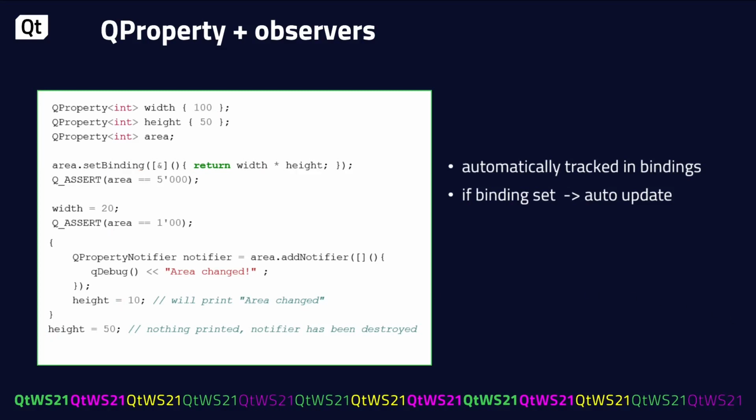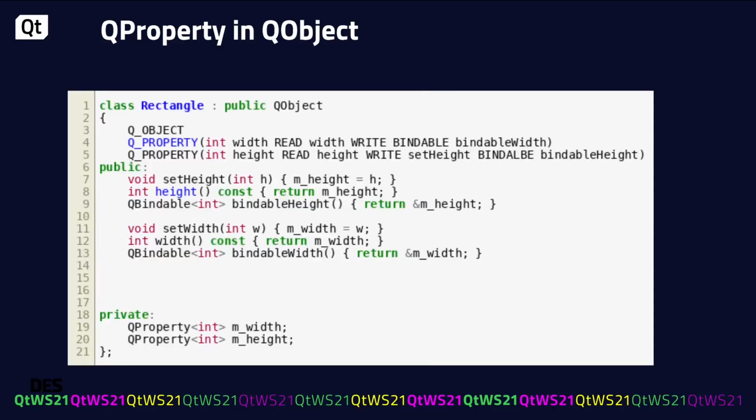But what if you actually would like to use QProperty with QObjects? Well, in that case, we can simply put the QProperty inside of our QObject derived class. In this case, we put two properties, width and height, inside a rectangle class. And we can expose setters and getters like normal.